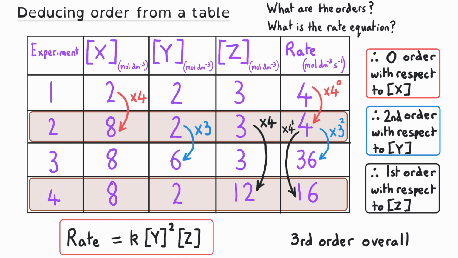And so the rate equation here would be rate equals K, concentration of Y to the power 2 multiplied by the concentration of Z. Remember, when a chemical is 0 order, it is not included in the rate equation. And this reaction would be third order overall.